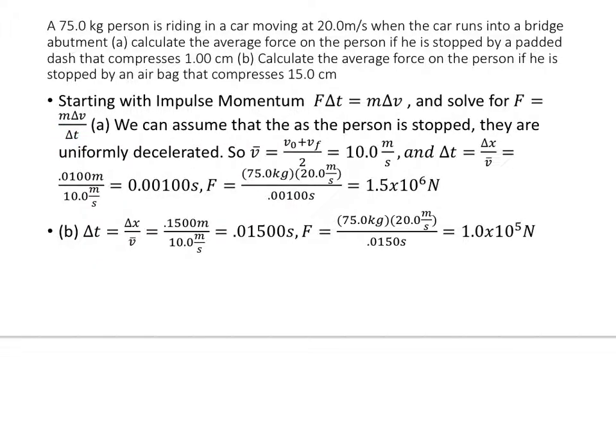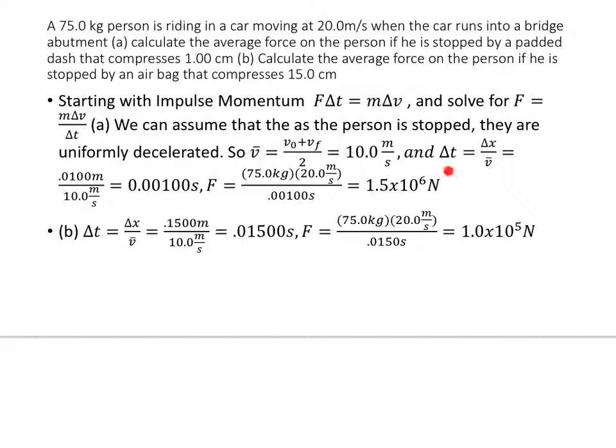It did tell us that the dashboard was compressed 1 centimeter. So we can assume that the deceleration of the person was uniform, and so we can calculate the average velocity of the person by taking the initial velocity plus final velocity divided by 2. This is one of our previous kinematics equations. Now the final velocity is 0 because ultimately the person comes to rest, so therefore it's just the initial velocity divided by 2, so that gives us 10 meters per second.